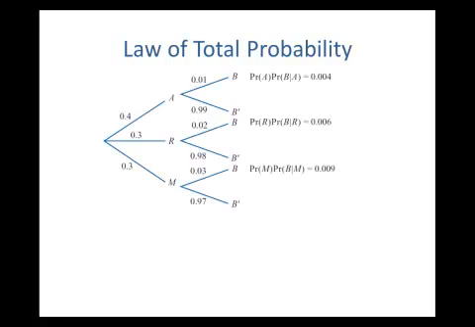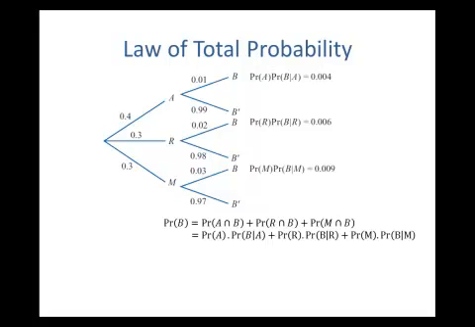The law of total probability. Here we have in the first stage 3 possibilities, A, R or M, with the probabilities shown. And then in the second stage we can either get B or the complement of B. The probability of B occurring, there's 3 ways that B can occur. We can have A and B, R and B, or M and B.